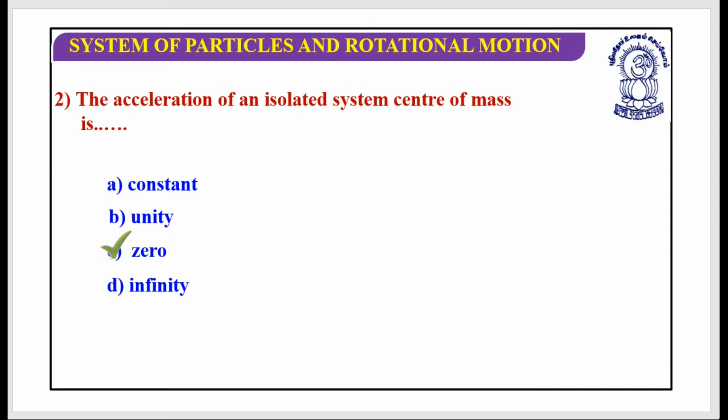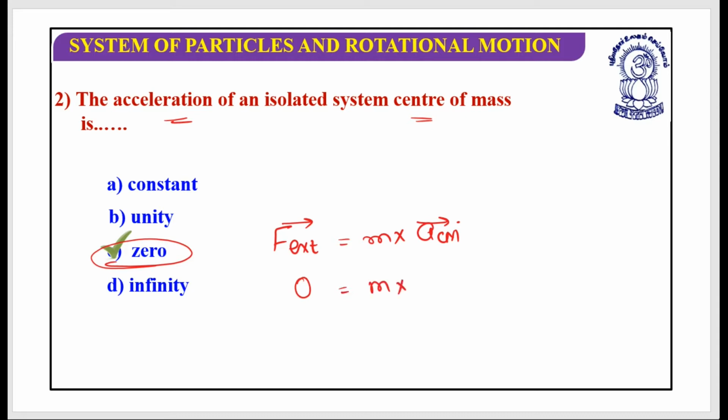Next, it says the acceleration of the center of mass of an isolated system is 0. Yes, because we say that F external equals m into ACM, but in this case F external equals 0. So this is m into ACM. Mass could not be 0, that's why ACM must be 0. Got this? Great.